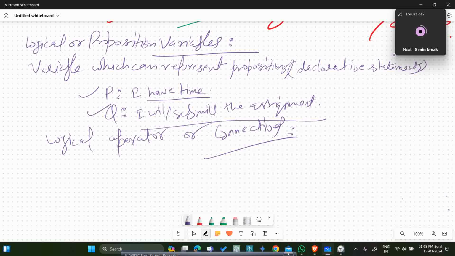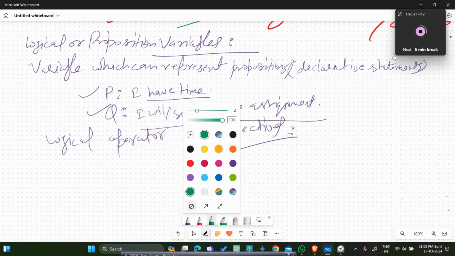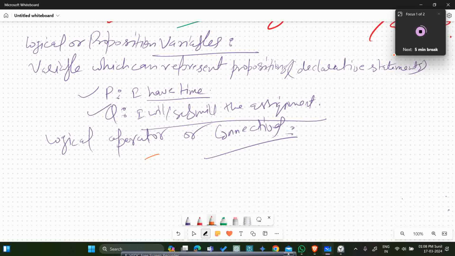So what are these? Let's change the color of the pen. What should we go for? Green? No. Violet? No, no, no. Pink? This is good, I think. Yeah, this is good. Saffron, I think it is.